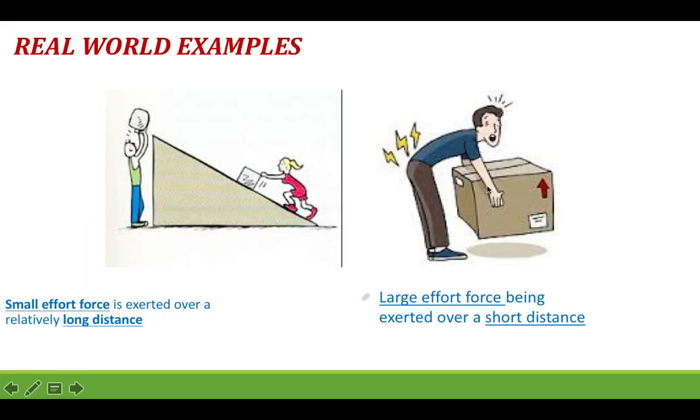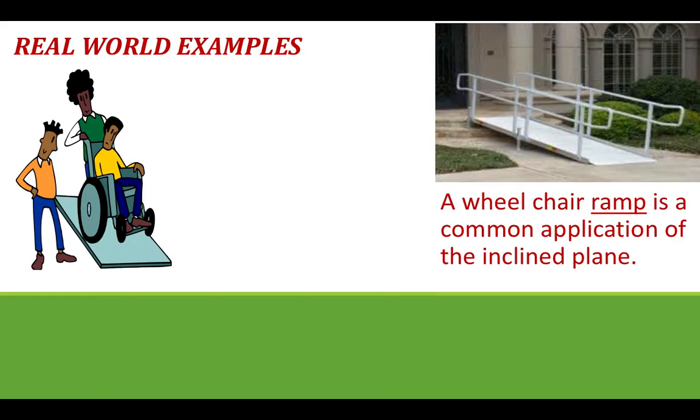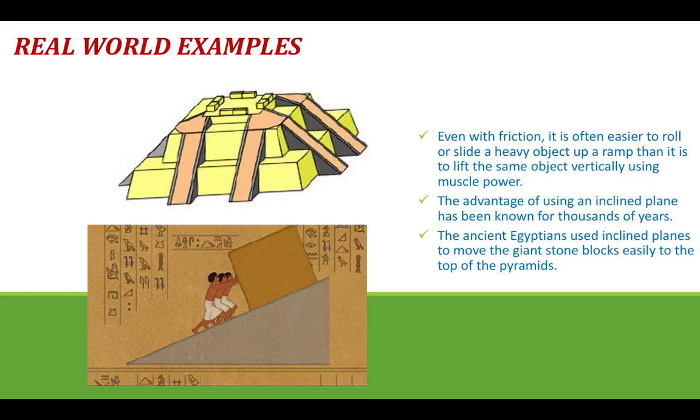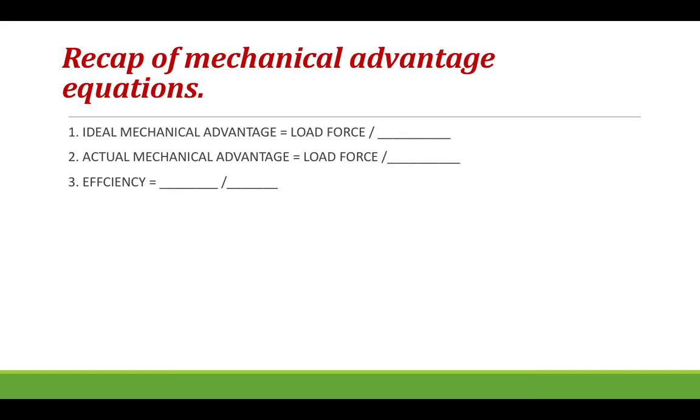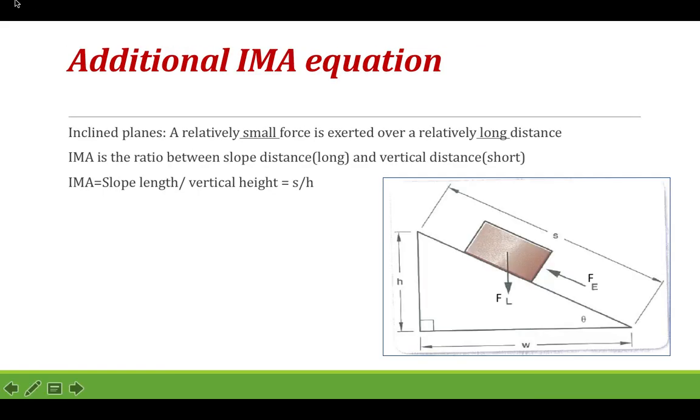If you try to lift a load directly upward, you need a very large effort. You have to work very hard to do that. However, if you try pushing the same load up a ramp, the effort you need becomes very small. It becomes easier. So this is how inclined planes help us. Examples of inclined planes: wheelchair ramp, ladder.